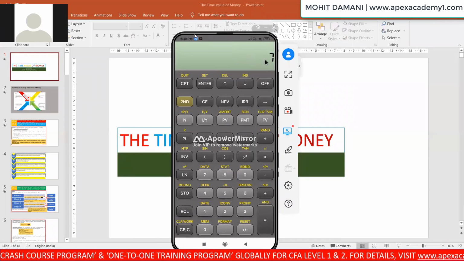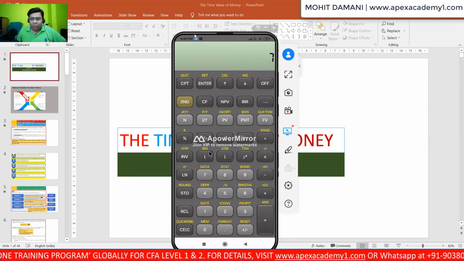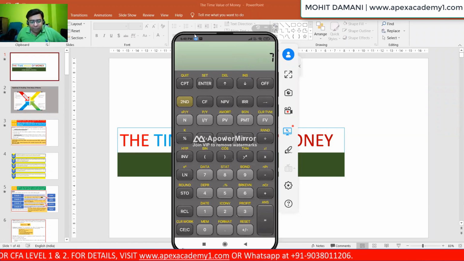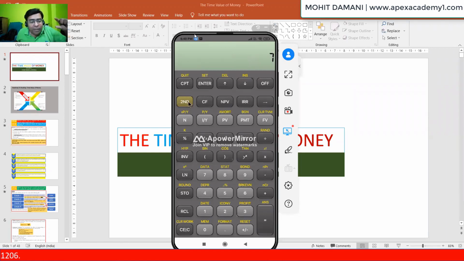So now if I press 7, you can see the 7 on the screen, correct? But above that there is also something written. So how to use that? There is a button called the second button. Second means that if you want to tell the calculator to perform the function that is written above the button, not on the button. On the button we all know, but if it is written above the button and I want to use that, then how will you do that?